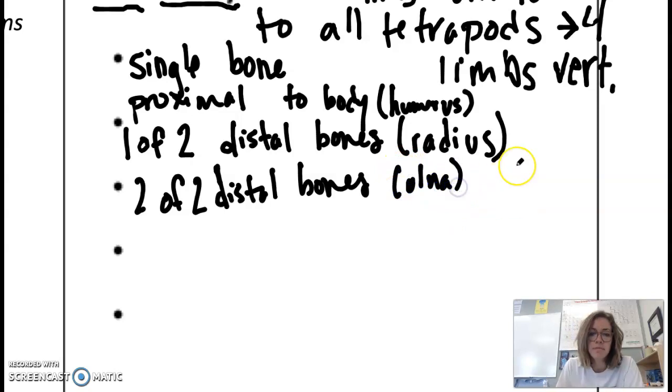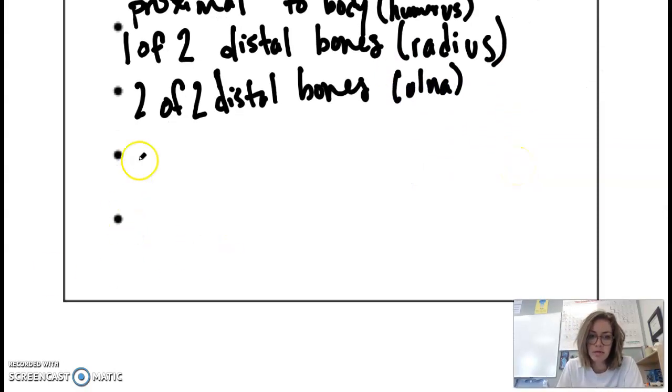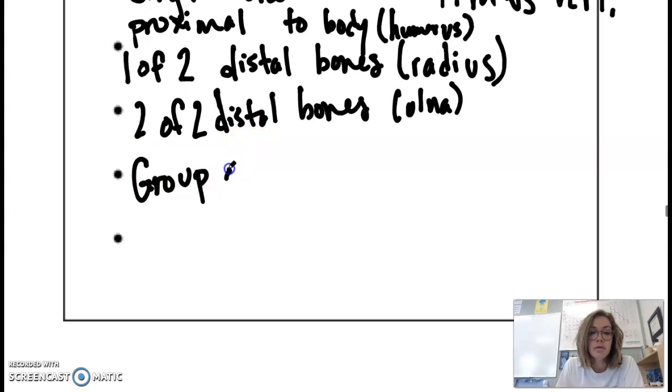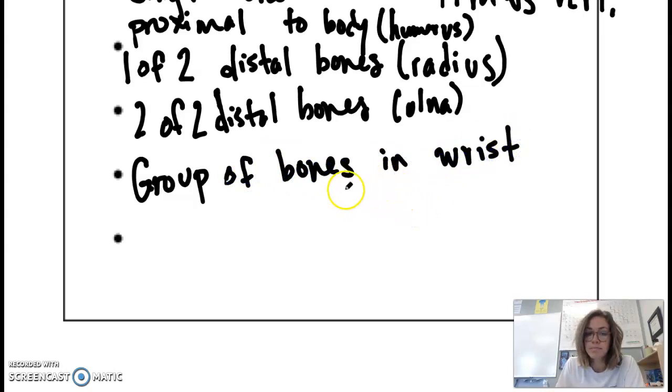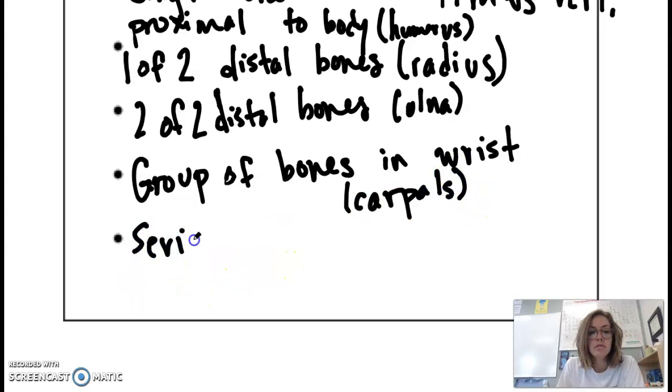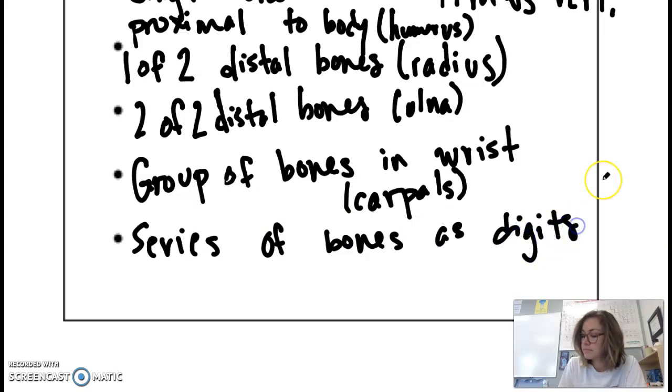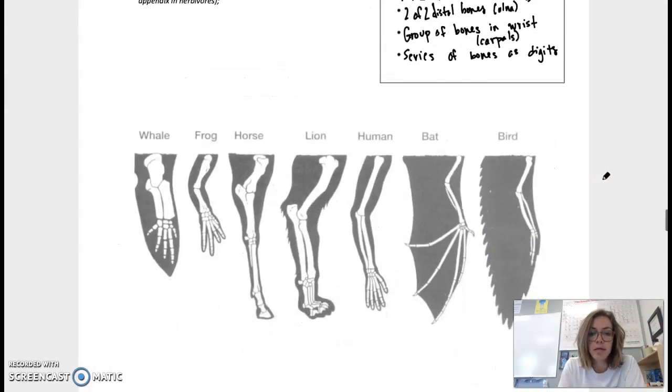And again, the names of the bones are not necessarily required. But then you also are going to have the group of bones in the wrists. These are the carpals. And then you're also going to have a series of bones in digits. And let's look at this here. You can see the picture down below. So the digits are going to be those metacarpals and the phalanges.